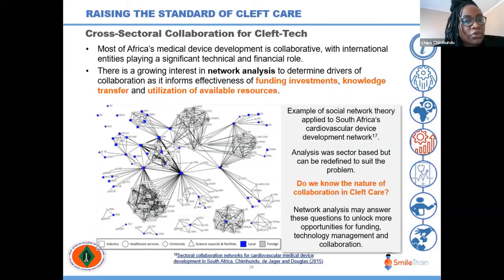I'll quickly move this, but when we're talking about collaboration, we could also start thinking about whether we even know what our network looks like. Do we know who the key players are in our cleft care system? If we don't, we can look to technology and analytics for this answer to be able to know, okay, there's an NGO in Nigeria, one in South Africa that's having a similar agenda as us. How can we visualize this network in order to attract more funding, to leverage more knowledge, and to use the resources that are available rather than looking to high-income country counterparts?